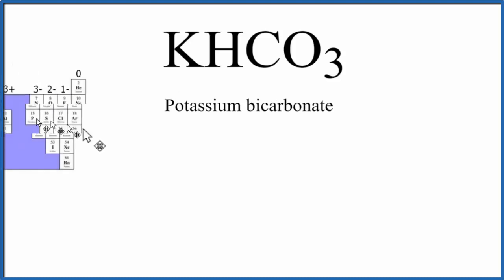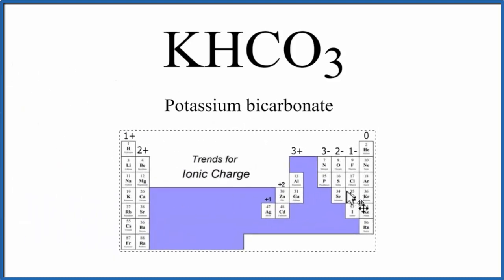So we could look on the periodic table here, and we can see that in group 1, as we go down, here's K, that's potassium. It has a 1 plus charge. All the elements in group 1 have a 1 plus charge. So we're going to write a plus right after the potassium.